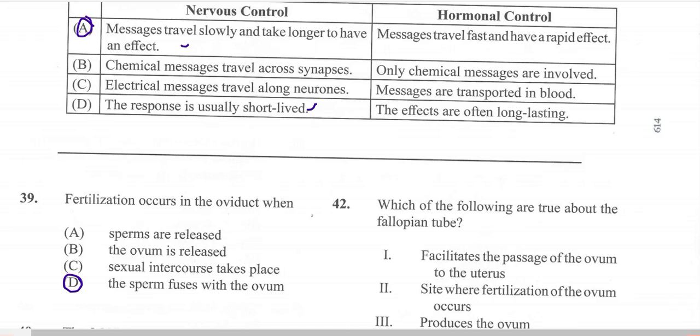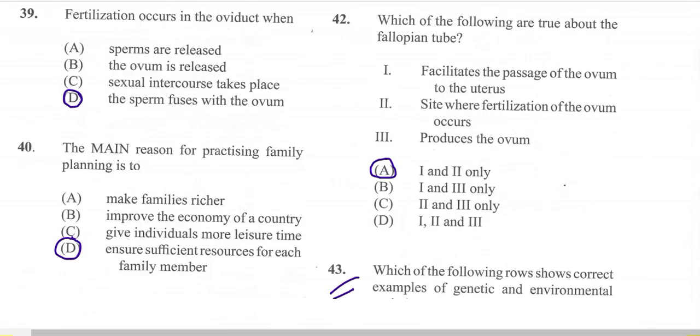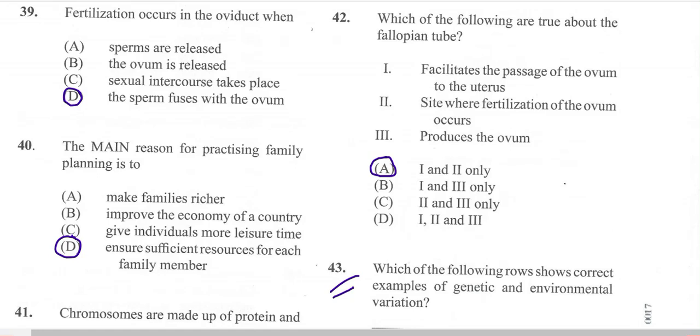So we move on to 40. The main reason for practicing family planning is, and if your choice here is different, you could just leave it in the comment and tell me why you would choose something different. The first thing we're saying is that it makes families richer. That is not true. I know many persons who don't have any children and they are as poor as poor. And the other one, B, improve the economy of a country. Not because persons don't have any children means the country is going to be rich, because you need persons to drive production so that you can make money for your country.